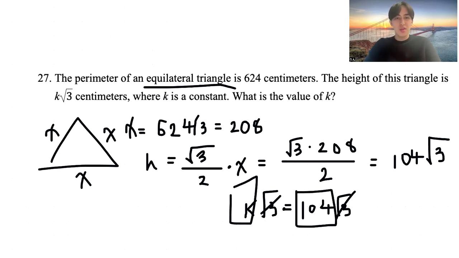So to recap, you first want to identify what an equilateral triangle is, so all sides have the same length. Then you divide the perimeter by 3 to get the length of one side, 208. You then plug that into the height formula to get 104 multiplied by the square root of 3. Since the question says the height is equal to k multiplied by the square root of 3, the square root of 3's cancel each other out, leaving k being 104. And that is your final answer.